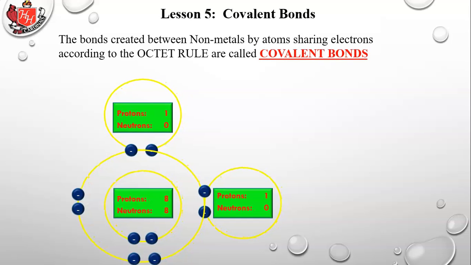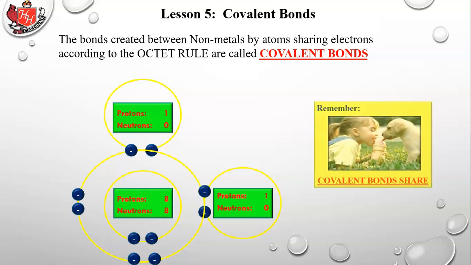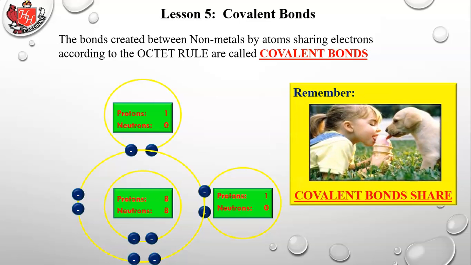The bonds created between nonmetals by atoms sharing electrons, according to the octet rule, are called covalent bonds. That word covalent, co means together, like to cooperate. It means people work together when they cooperate. So co means together, and valent refers to valence electrons. So the valence electrons are together. They're sharing them. They're working together with them. That's a covalent bond. So remember, covalent bonds share.